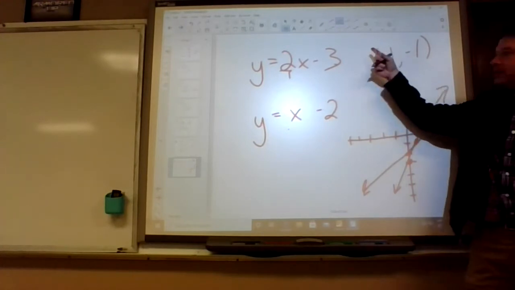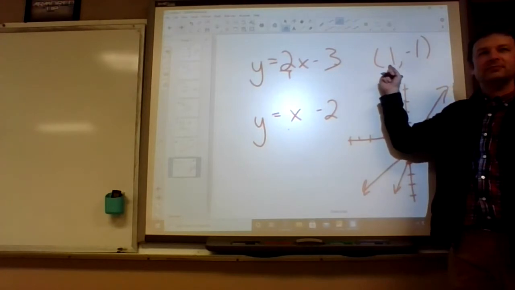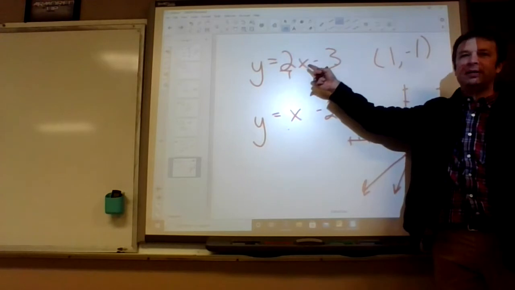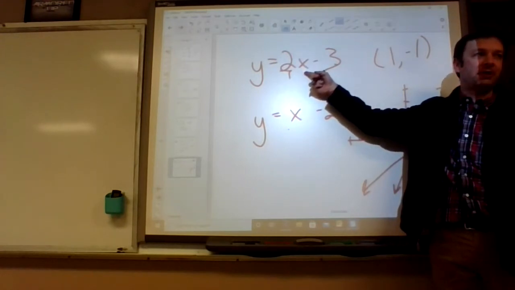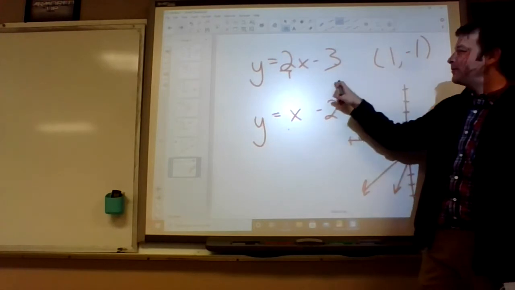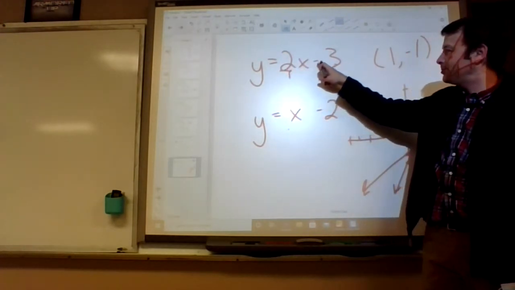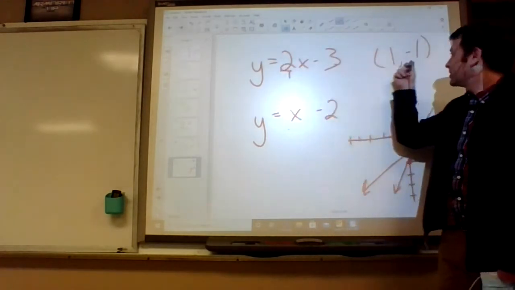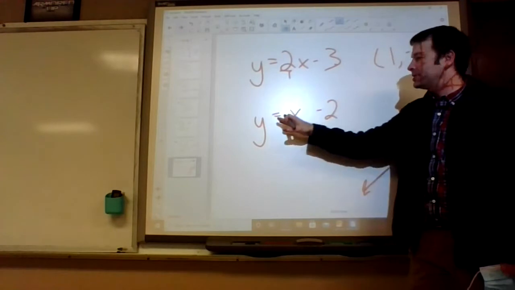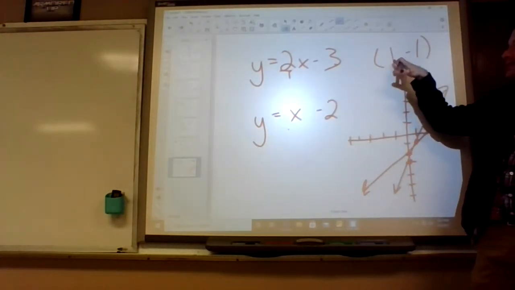How is this related to this? If you plug it in, it makes a true statement. It's a solution. And same thing for this one. If I plug in 1 for x, I get 2 times 1 is 2 minus 3 is negative 1. That's the y value. If I plug in 1 for x, 1 minus 2 is negative 1, the y value. So if I plug them in, it's true for both. It's a solution for both.